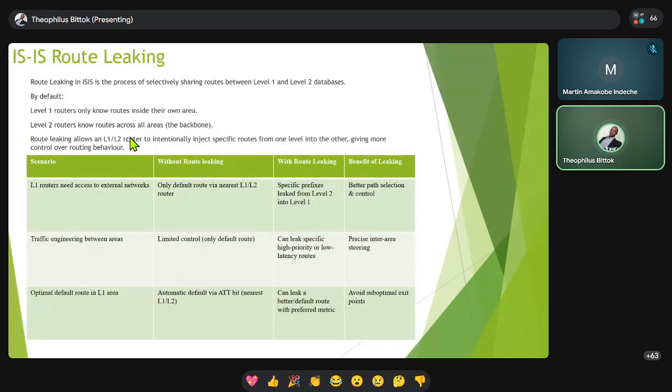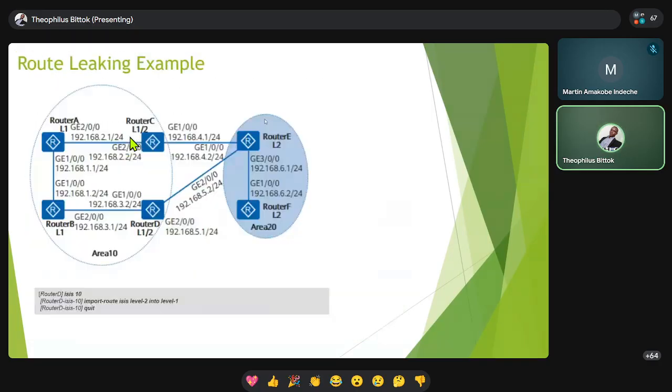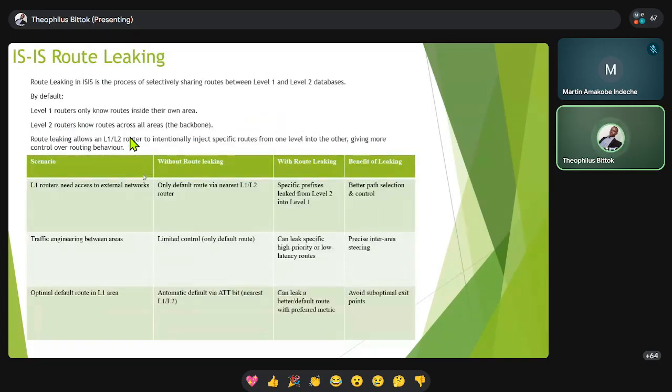So the next thing that we are going to check is on the advanced features. That is on ISIS, this is on ISIS route leaking. So we just have a diagram for that. Okay. So you remember we said the L1 only knows the routes within its own area, and then L1, L2, it knows the routes maybe for different areas.